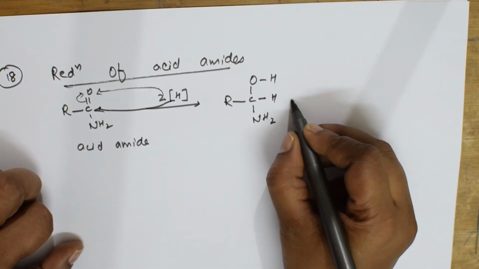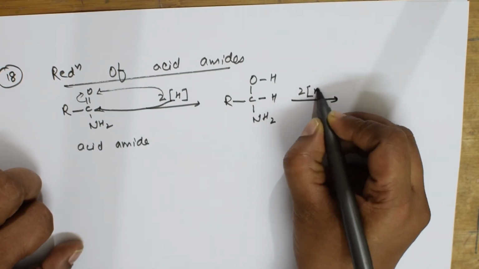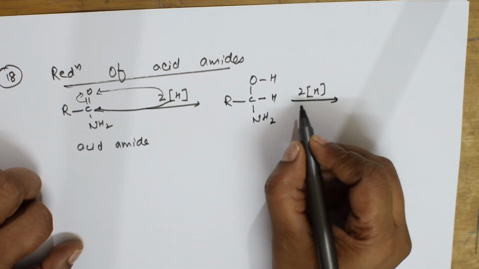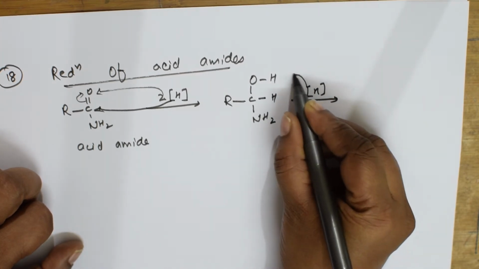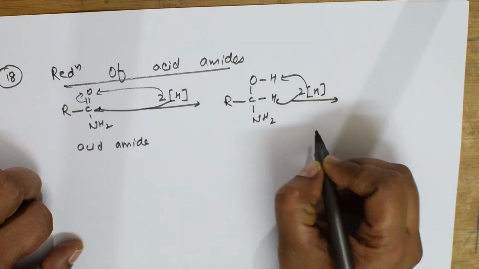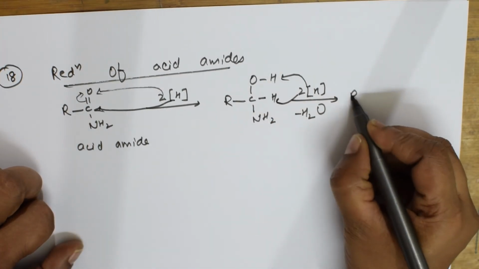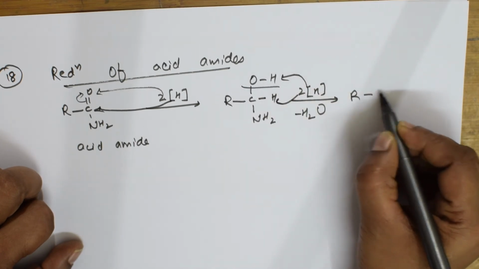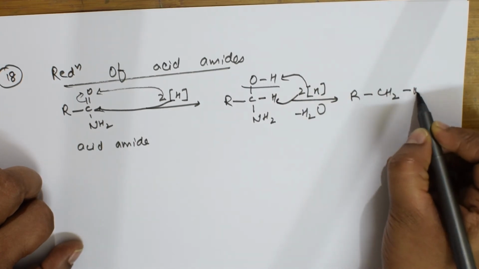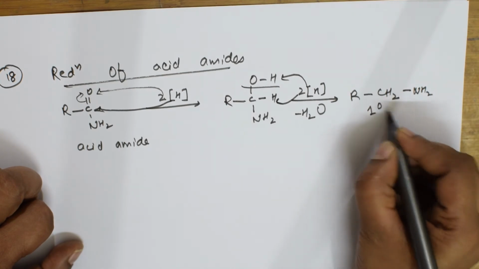Right. Further, when I still allow it to undergo reduction process, during this process what happens? 1 hydrogen adds to this, 1 more hydrogen adds to this. During this process there is removal of water. What do I get? I get a compound, there is a cleavage of the bond here, R CH2 NH2. What is this compound? This is nothing but primary amine.